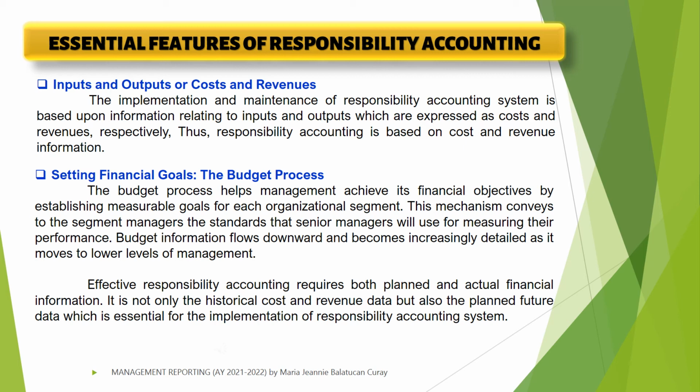The budget process helps management achieve its financial objectives by establishing measurable goals for each organizational segment. This mechanism conveys to the segment managers the standards that senior managers will use for measuring their performance. Budget information flows downward and becomes increasingly detailed as it moves to lower levels of management. Effective responsibility accounting requires both planned and actual financial information. This is what we call budget. It is not only the historical cost and revenue data but also the planned future data, which is essential for the implementation of the responsibility accounting system.